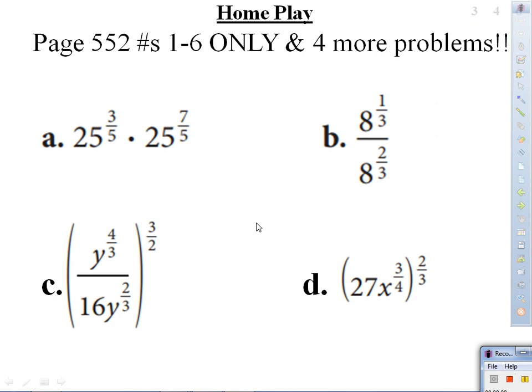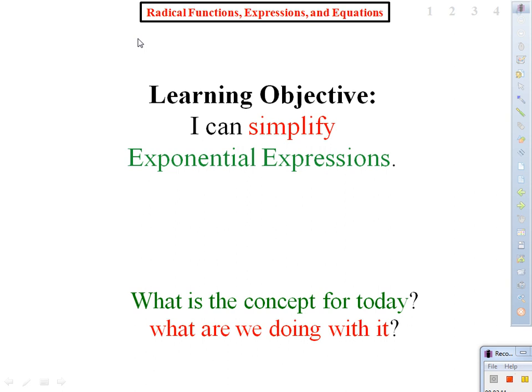Our objective for today: I can simplify exponential expressions. Once again, I can simplify exponential expressions. So now we're about to get started with the last 2 modules of the first book of your Algebra 2 curriculum, and it's in regards to radical functions, expressions, and equations.